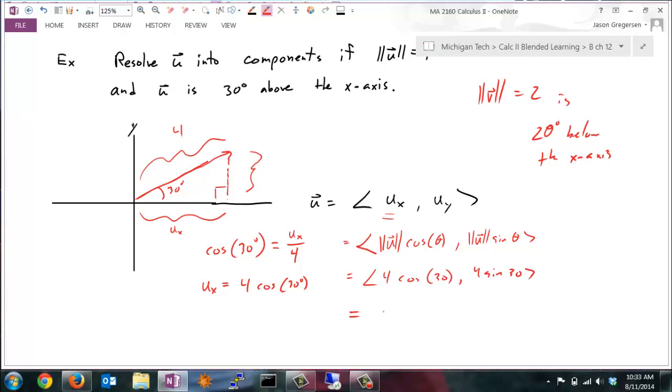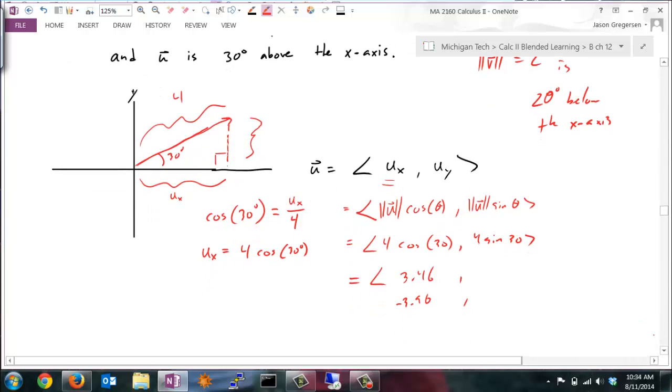All right, so what is this value? Somebody give me the x component. 3.46. What was that over here? That's wrong. What was it though? It was negative 3.96. Negative 3.96. Okay. Yep.